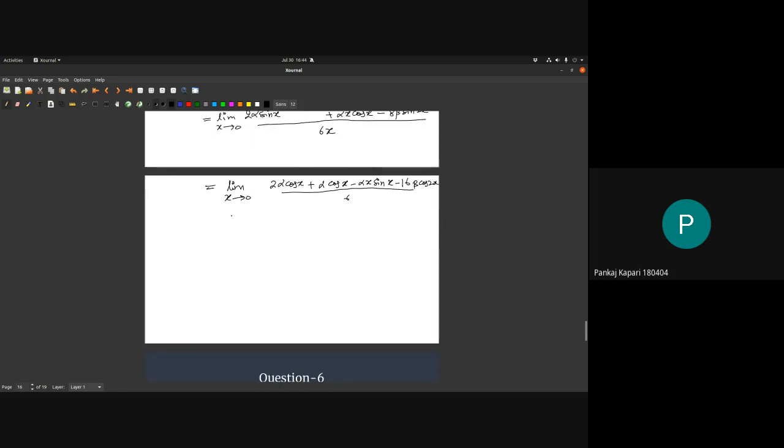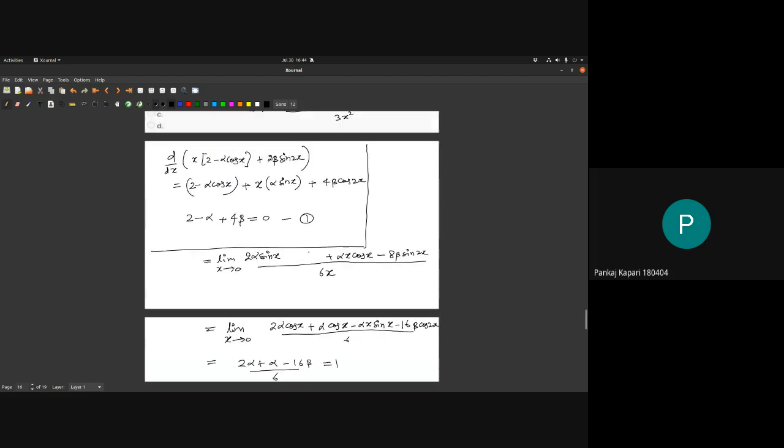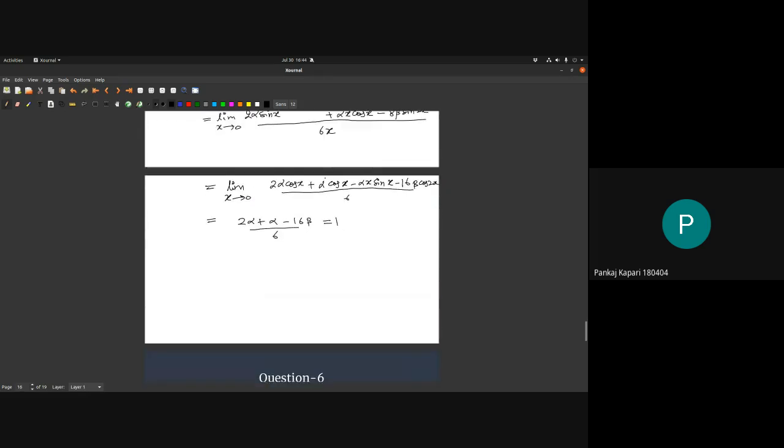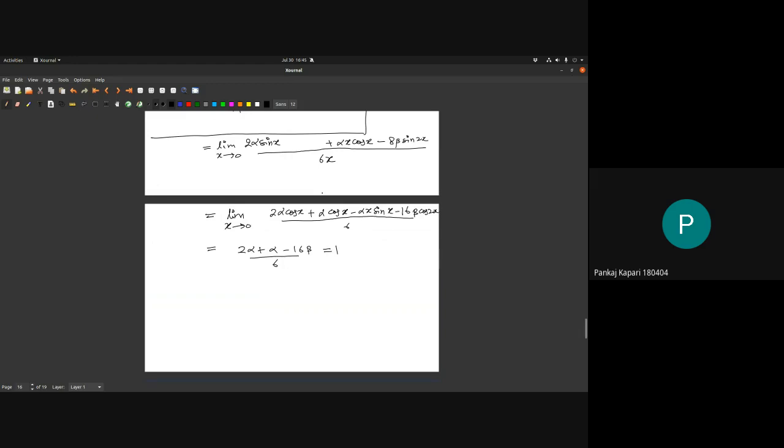Now we know that this limit is equal to 1, and now we can evaluate the limit. Just put x equal to 0. Because cos 0 is 1, you will get 2 alpha plus alpha from the second term. From the third term you get 0. From the last term we get minus 16 beta, and this is divided by 6, and this must be equal to 1, because the limit is given to be equal to 1. So this equation gives another constraint on alpha and beta.